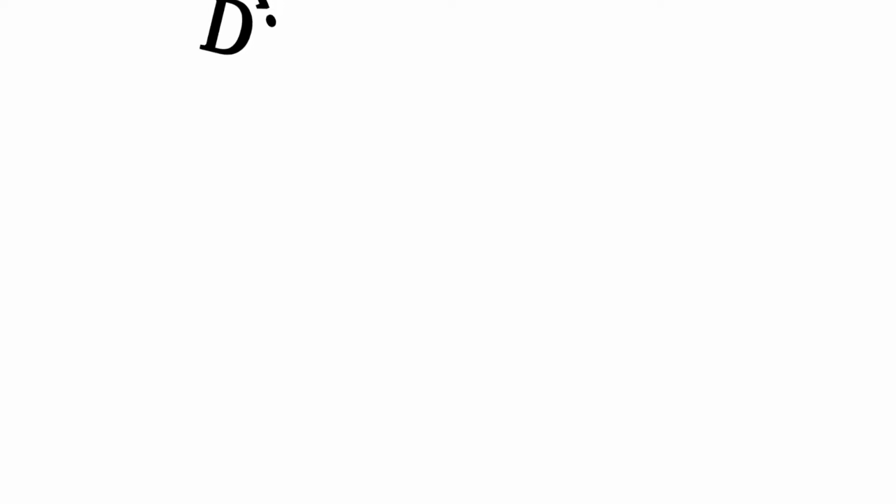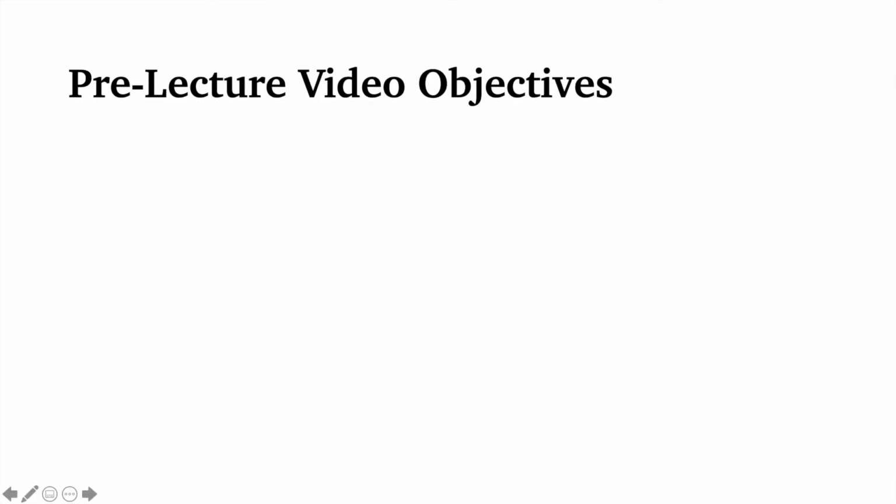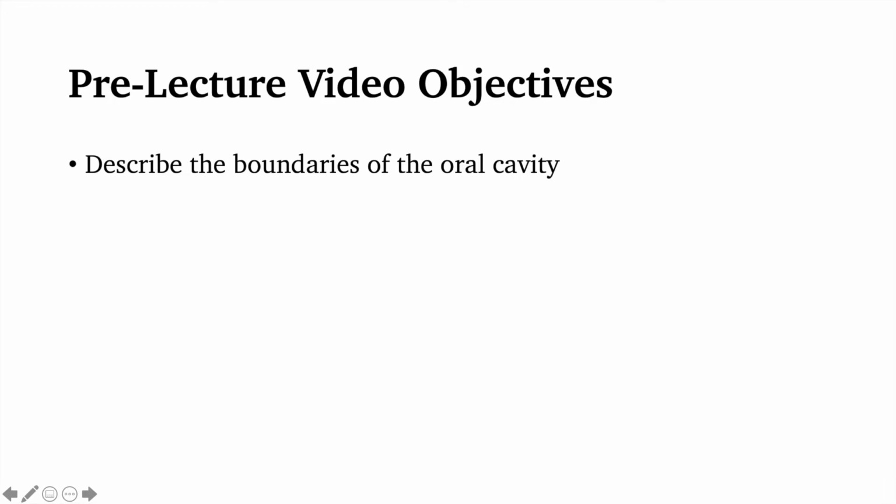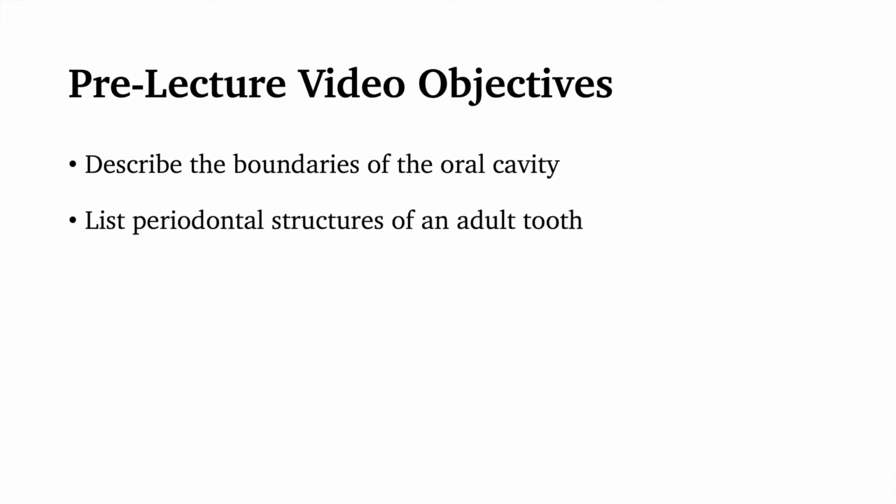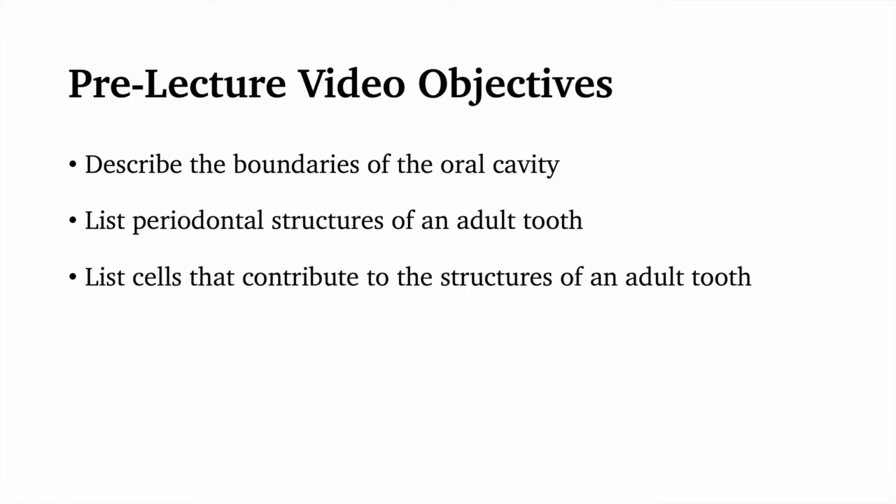Hello! In this video, we will be overviewing the digestive system to prepare you for the upcoming lecture content, in which we will delve deep into the histology of the structures of the oral cavity. By the end of the video, you should be able to describe the boundaries of the oral cavity, list the periodontal structures of an adult tooth, and finally, list the cells that contribute to the structures of an adult tooth.